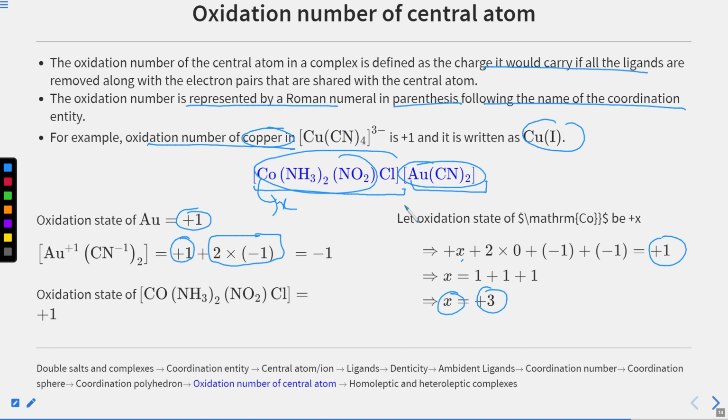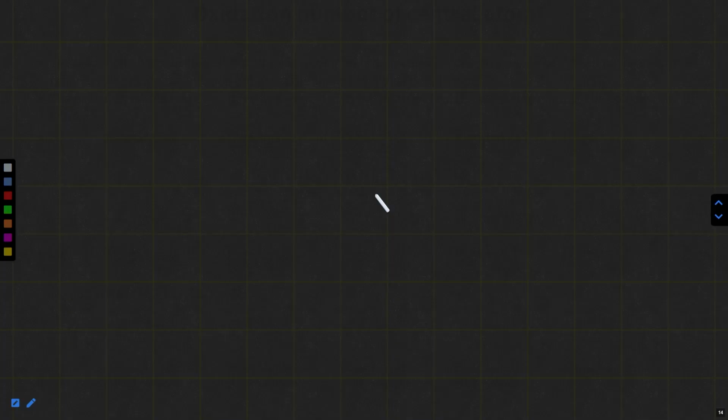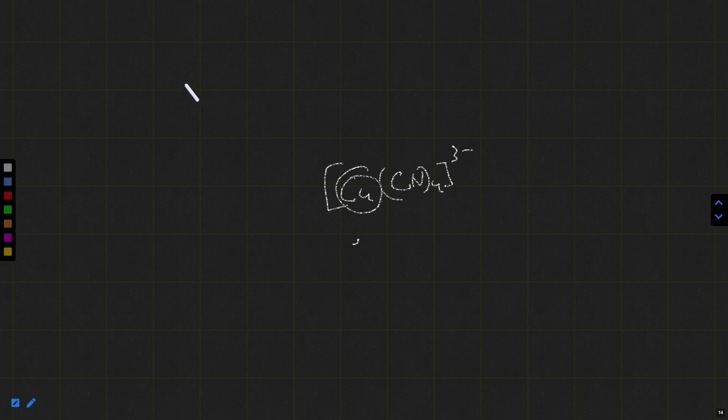Now you can try to calculate it for this also: [Cu(CN)4] whole 3 minus. Let us first assume that the charge on Cu is X, and we know that the charge on CN is -1.